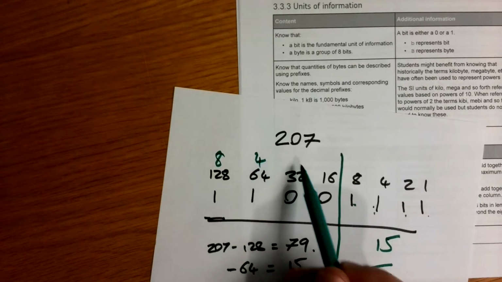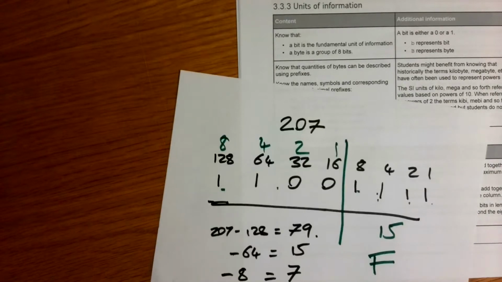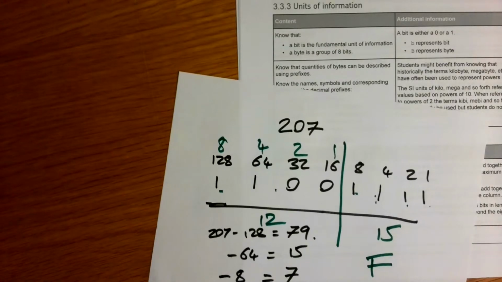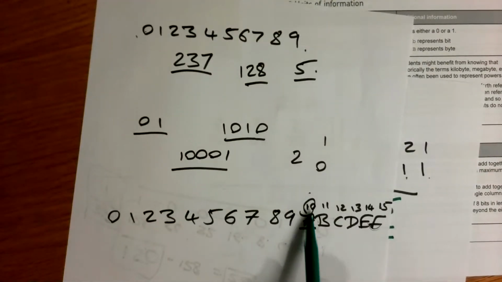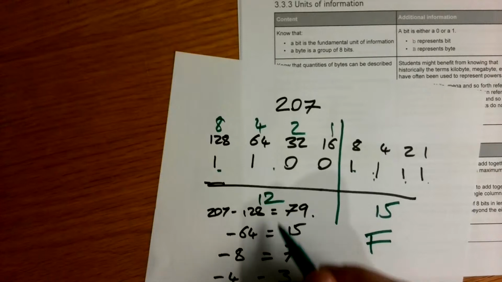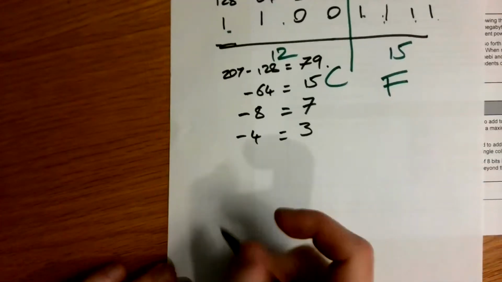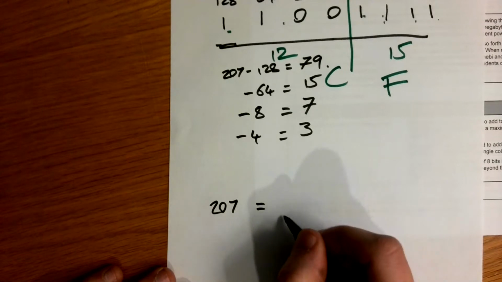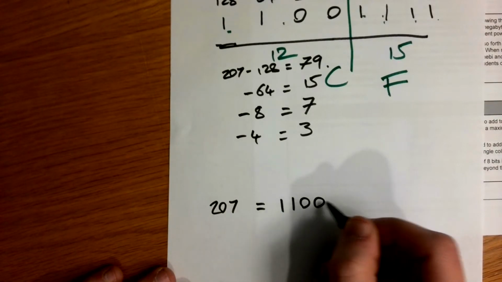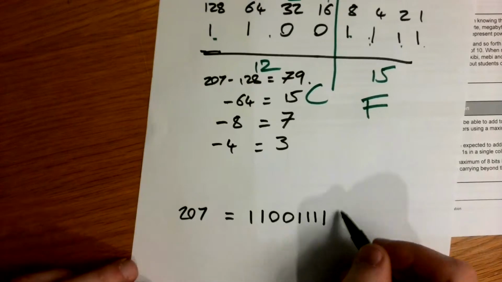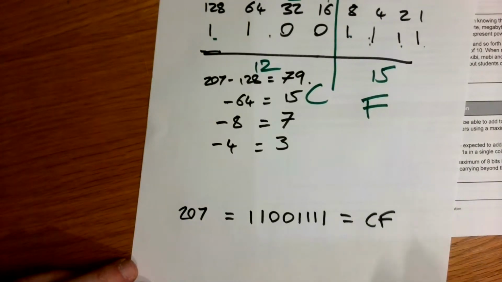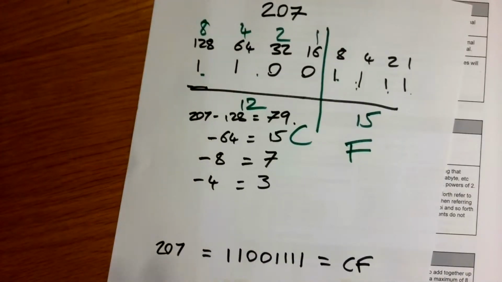And then over this side, we need to change these numbers, 8, 4, 2, 1. We've got 8 and 4, which we know is 12, and we know from our sheet over here that 12, if we start with A being 10, is C. So the answer to this one, if we have the number 207, we now know 207 equals 11001111 in binary, but it also equals CF in hexadecimal. So we've now converted between the three, and you can convert either way you want to.